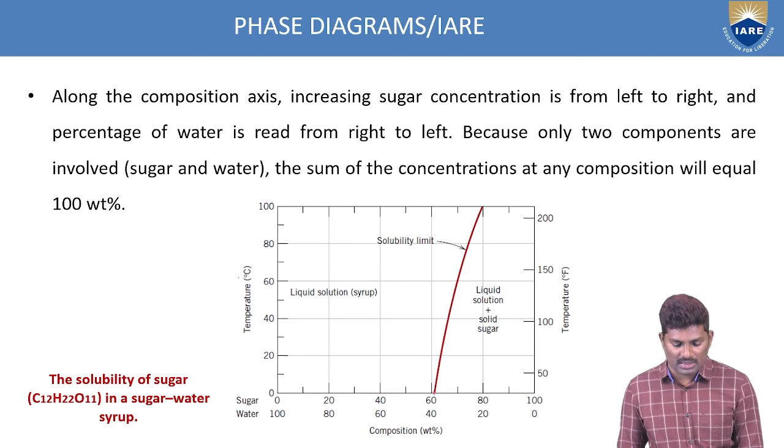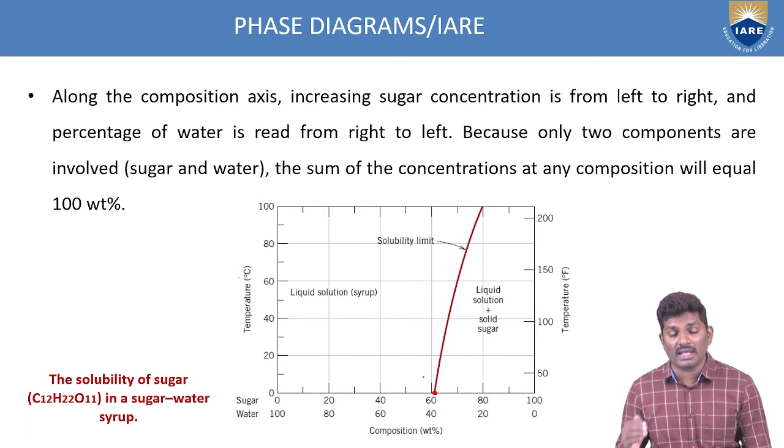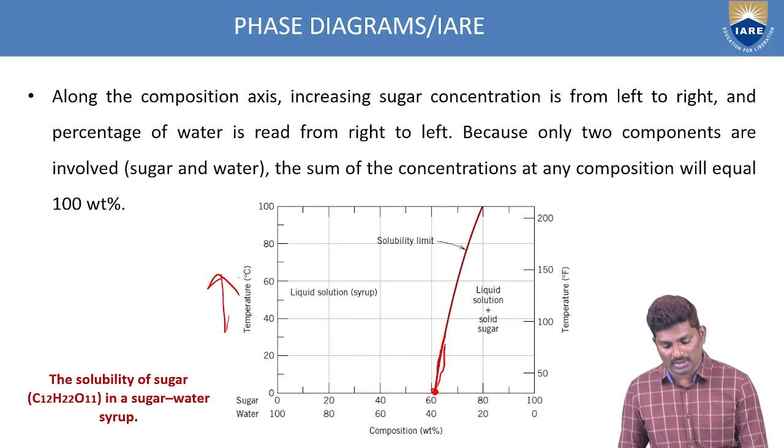So 60 weight percentage of sugar, when it is mixed with 40% of water, that is the maximum limit you are getting. This is the line where you are getting this solubility limit, and this solubility limit increases with the temperature. If you increase the temperature, this solubility limit is also increasing. But this is the maximum solubility limit. Since you are increasing the temperature, this solubility limit line is also being increased.